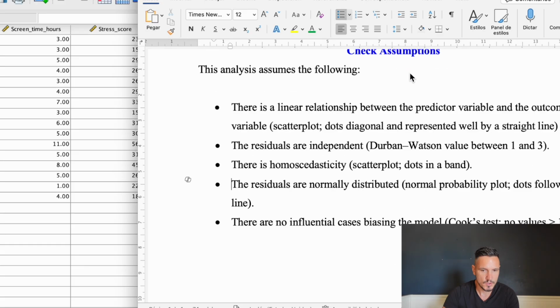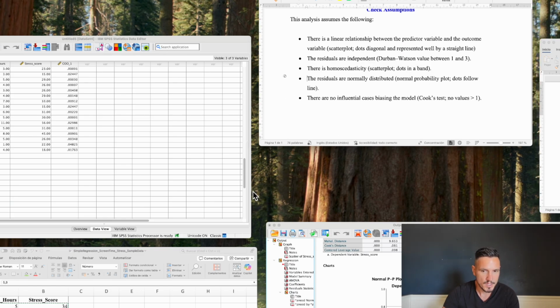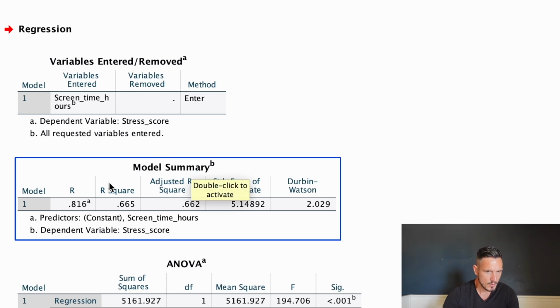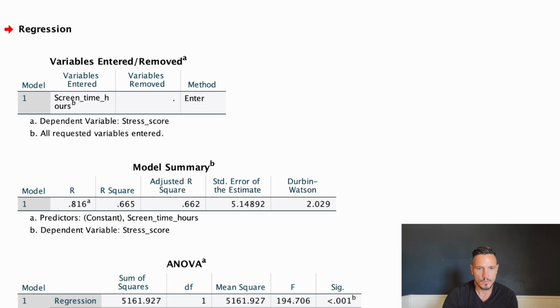Let's now take a look at how to interpret the results of the regression analysis itself. So if we take a look at this model summary table, we can see that we have an R-square value of 0.665. And if we just round that to 2 decimal places, we have a value of 0.67. And then to convert this to a percentage, we can just move this decimal point over 2 spaces, which would give us a percentage of 67, suggesting that the model explains 67% of the variance in the outcome variable.